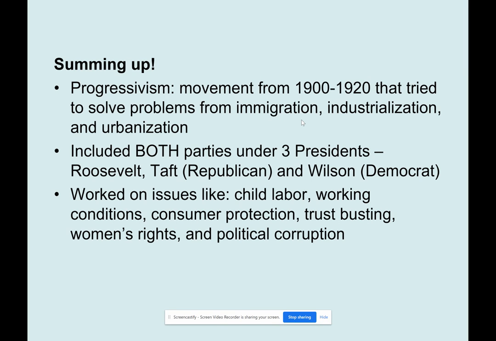They're working on issues like child labor, working conditions, consumer protection, trust busting, women's rights, and political corruption. And in the DBQ assignment that you're going to be doing, you're actually going to be choosing which of these issues do you think is the most important of 4, including save the trees, which we didn't really talk about, saving the environment. Okay, and then the last one is the dark side of progressivism, as we mentioned, was their prevalent racist ideology.